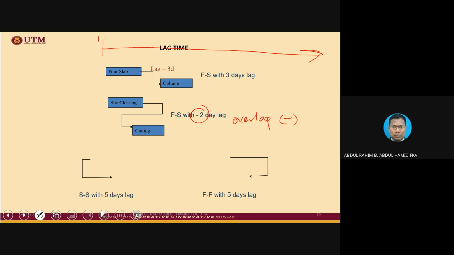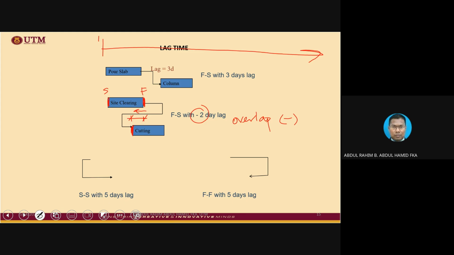So when it is negative, meaning to say we are going to go back. We are going to go back by how many days? 2 days. So this is -2. And the starting of the subsequent activity basically is ahead in terms of what? In terms of the finishing of the first activity.